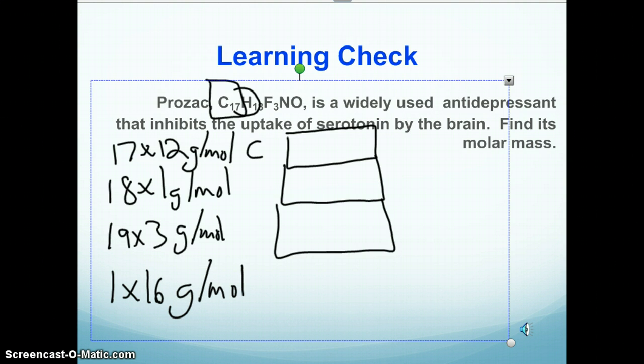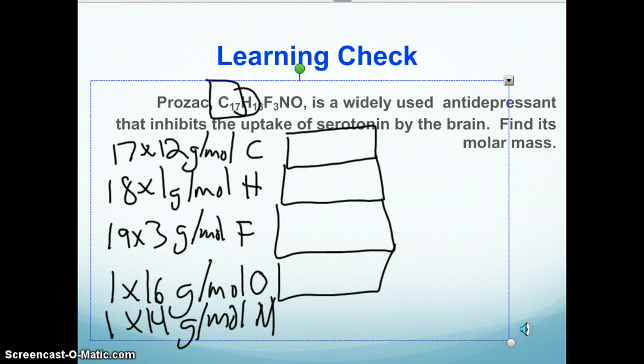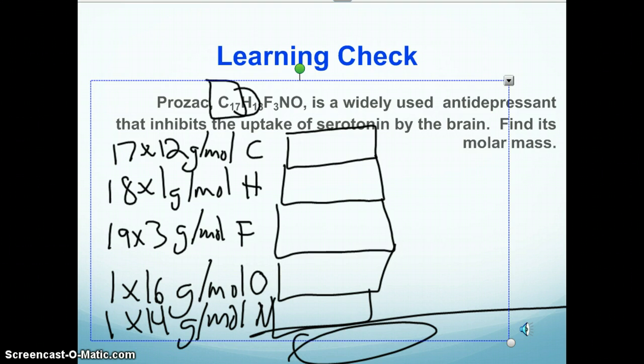So this would be carbon, hydrogen, fluorine, oxygen, and for some reason I wanted to skip nitrogen. So 1 times 14 for nitrogen. Okay, so you figure all those out, you add those up, and that gives you your total.